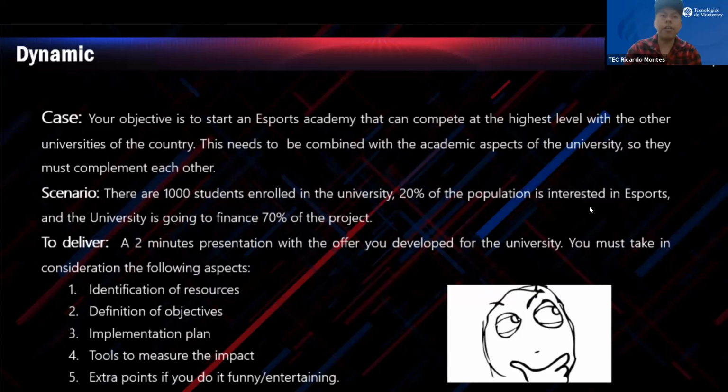A final comment is that you need to make a 2 minute presentation, and it needs to have the things that we said in our presentation. I hope you paid attention and you're not watching Netflix and stuff like that, because if not, you're going to be a little bit lost. You need to take these points into consideration: the identification of resources, definition of objectives, implementation plan, and tools to measure the impact. And because I'm funny, I added an extra point: if you're funny or entertaining, you're going to get extra points. So I wish you luck.